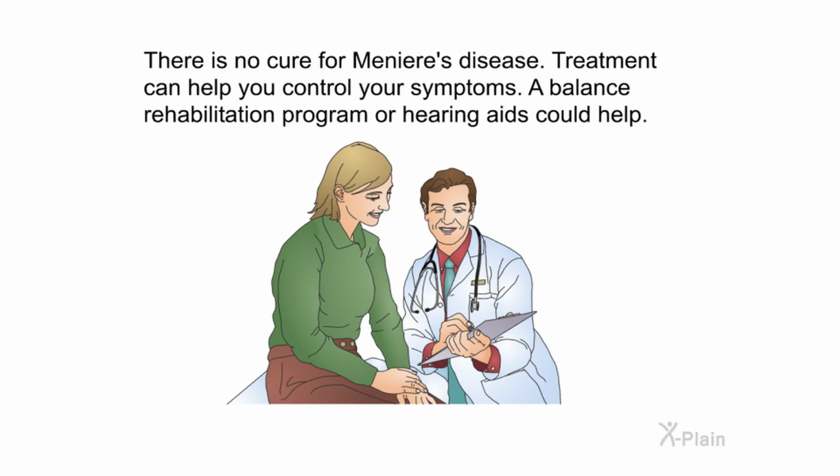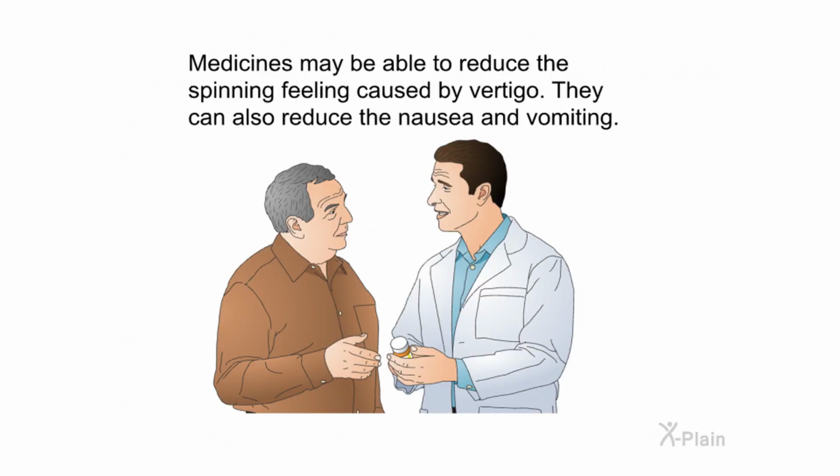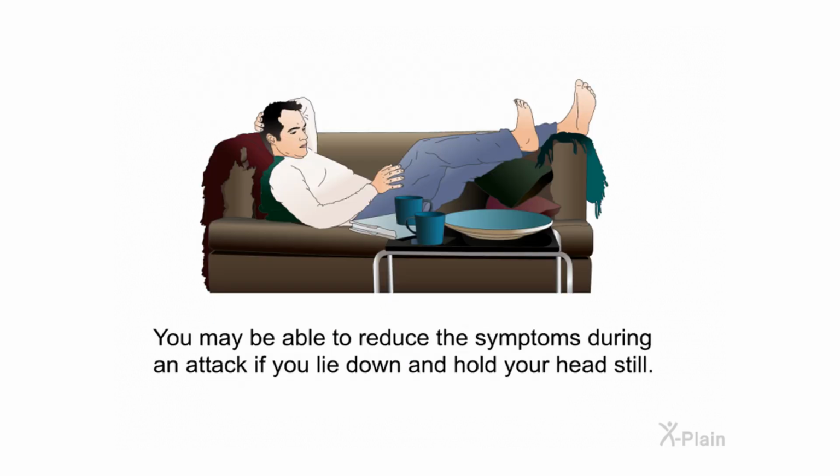Treatment. There is no cure for Meniere's disease. Treatment can help you control your symptoms. A balance rehabilitation program or hearing aids could help. Medicines may be able to reduce the spinning feeling caused by vertigo. They can also reduce the nausea and vomiting. You may be able to reduce the symptoms during an attack if you lie down and hold your head still.